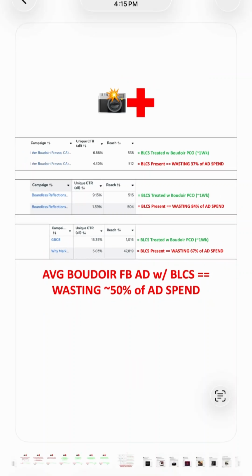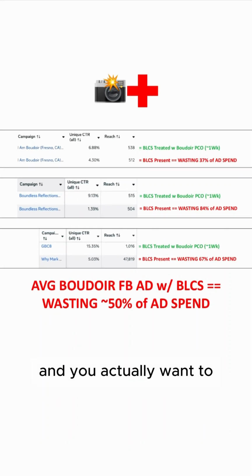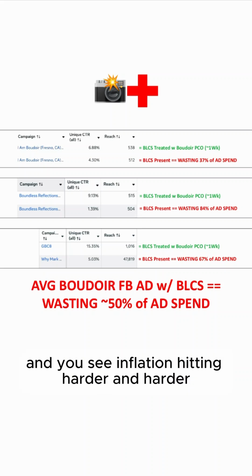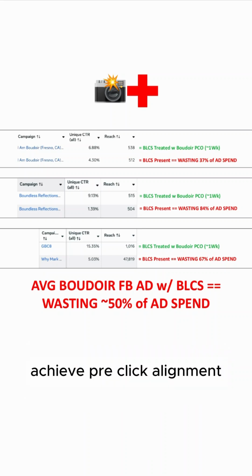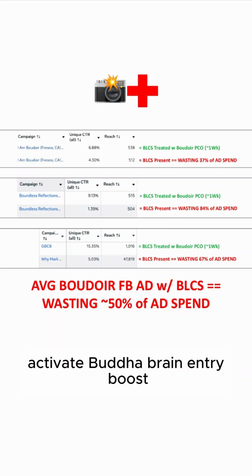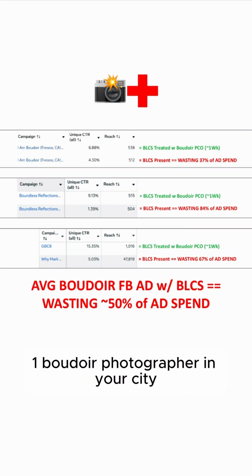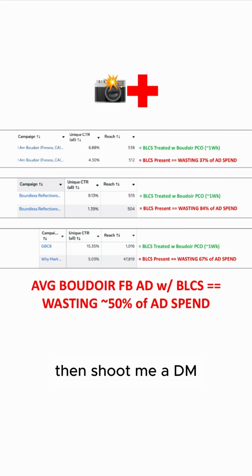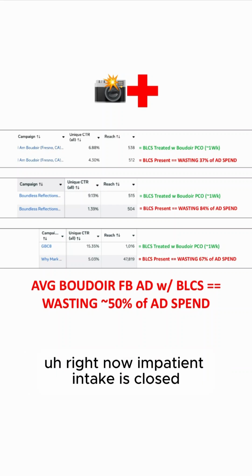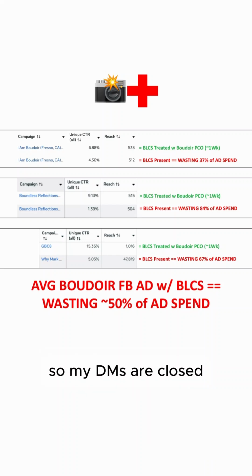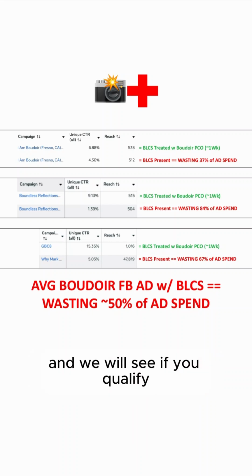And so you see the marketplace getting more and more saturated, and you see inflation hitting harder and harder, and you want to become a dominant boudoir advertiser, achieve pre-click alignment, activate Boudoir Brain Entry Boost, and continue on your way to becoming the number one boudoir photographer in your city, then shoot me a DM when I open back up again for new patient intake. Right now, new patient intake is closed, so my DMs are closed. But shoot me a DM when we open up again, and we will see if you qualify.